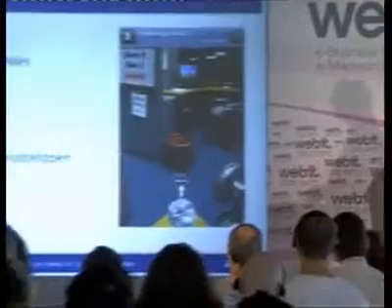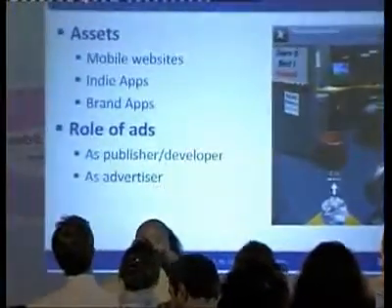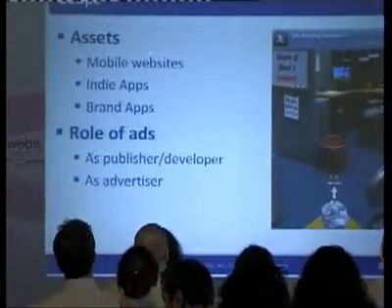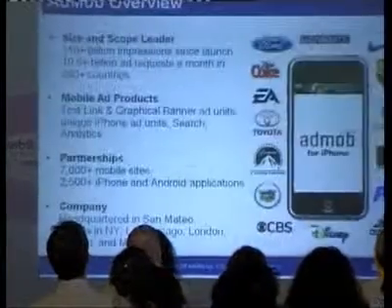So this might be an example of a mobile website with an ad on it, and that would be an example of an application which, as I say, is increasingly important, with a mobile ad in it as well.